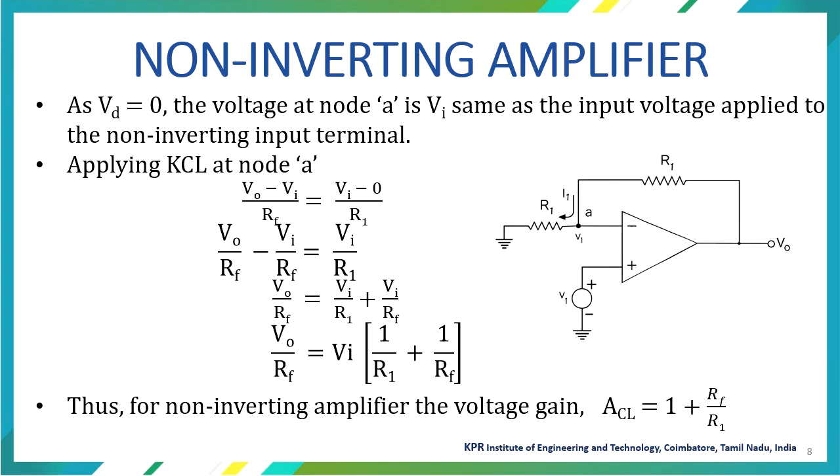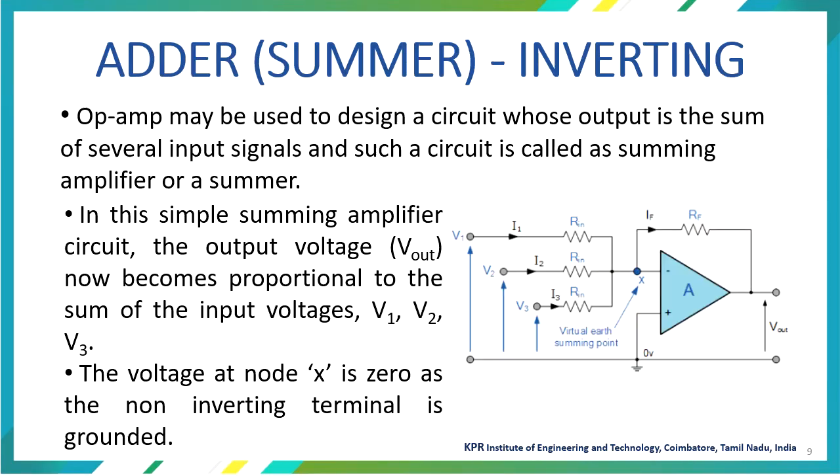If we simplify this equation further for the gain value, gain will be equal to V0 by Vi. The output equation will be modified as 1 plus Rf by R1. Now let's discuss some operational amplifier applications.